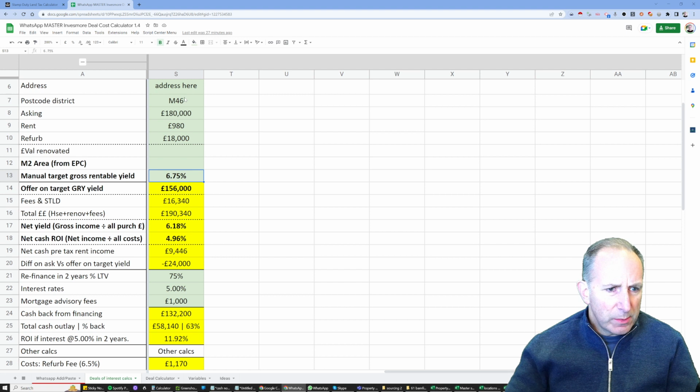So in this case, let's imagine it's a 3-bedroom semi-detached house, and I'll give you an example of that in a minute. And let's say we are confident we can get a rent of, say, 980 out of it. And we think that it's going to cost £18,000 to renovate the property. Then the way the calculation works is it says that based on this yield target, we're prepared to offer £156,000.